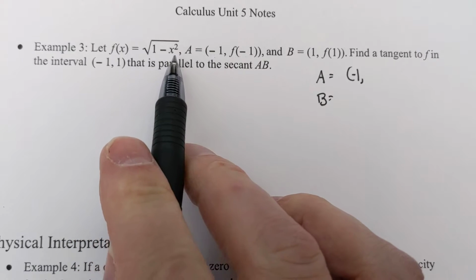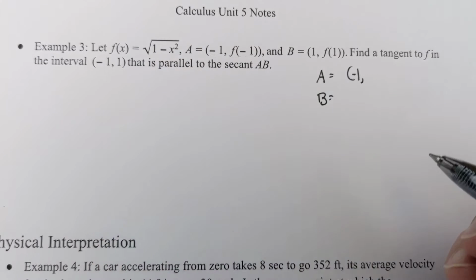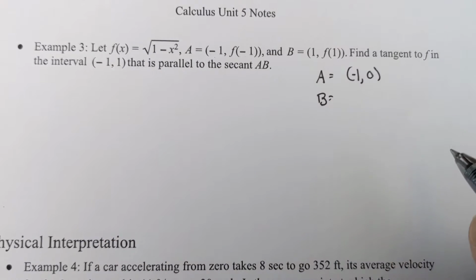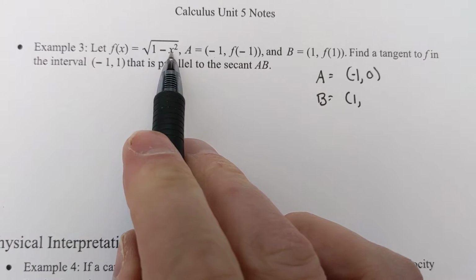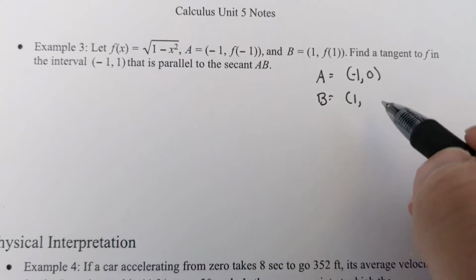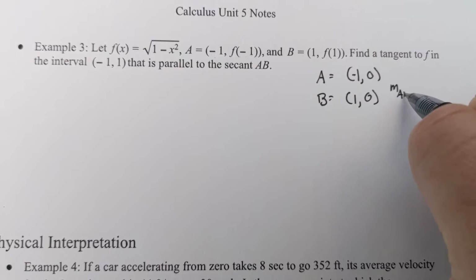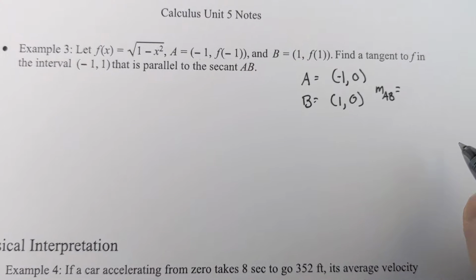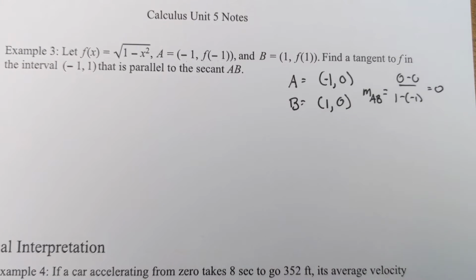So if I plug negative 1 in, I get negative 1 squared, which is 1. Then I have 1 minus 1, which is 0. The square root of 0 is 0. Point B lies at 1, comma. So if I plug 1 in, 1 squared is 1. 1 minus 1 is 0. So that's the thing. So I can find the slope between A and B. So y minus y over x minus x. This whole thing is just 0.